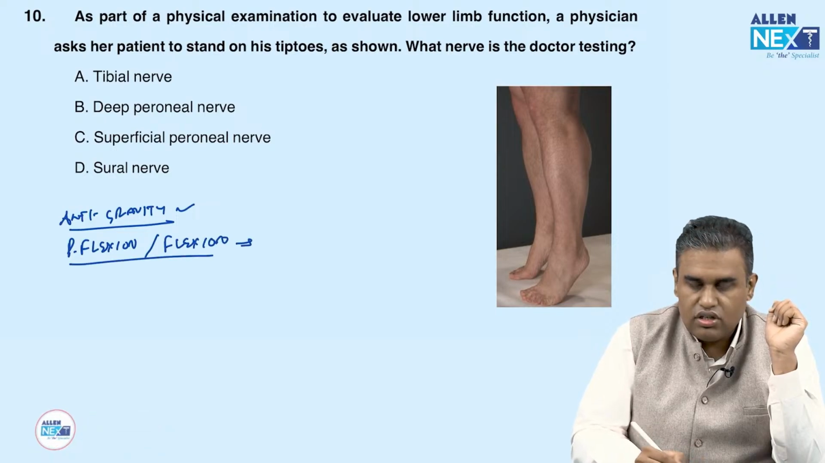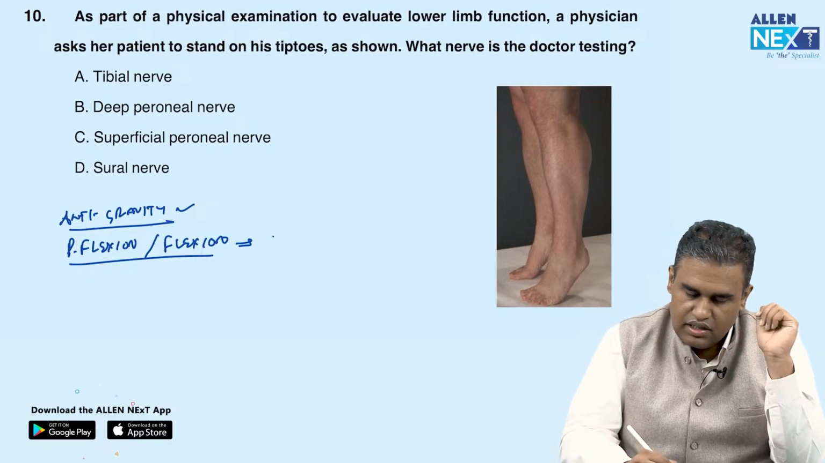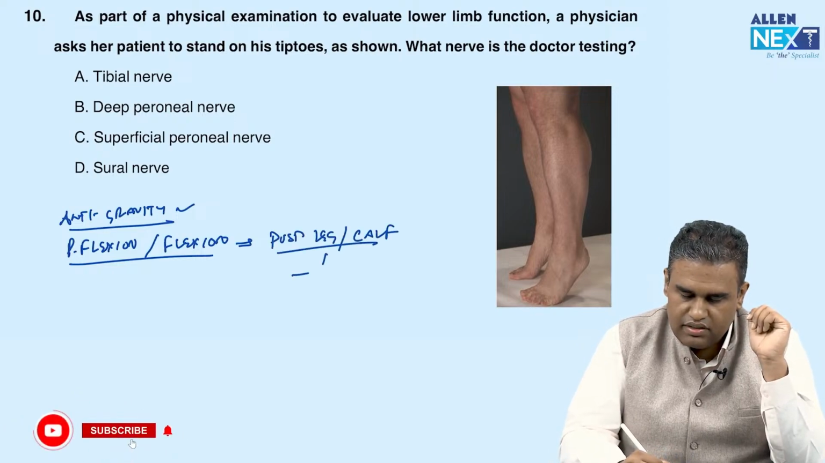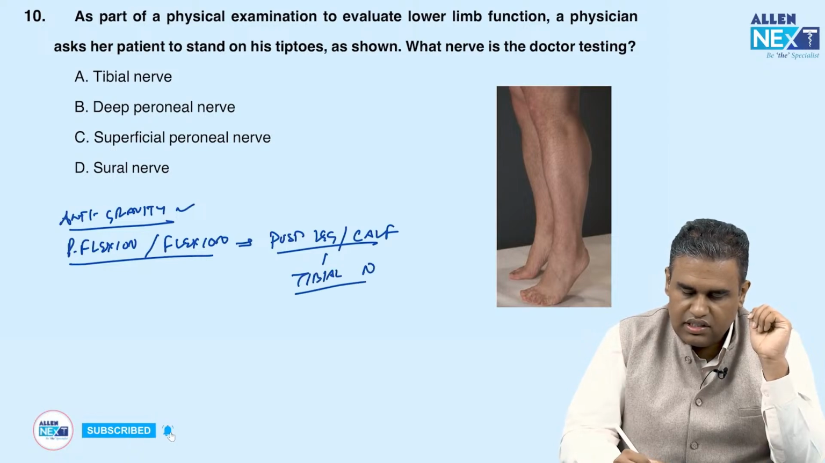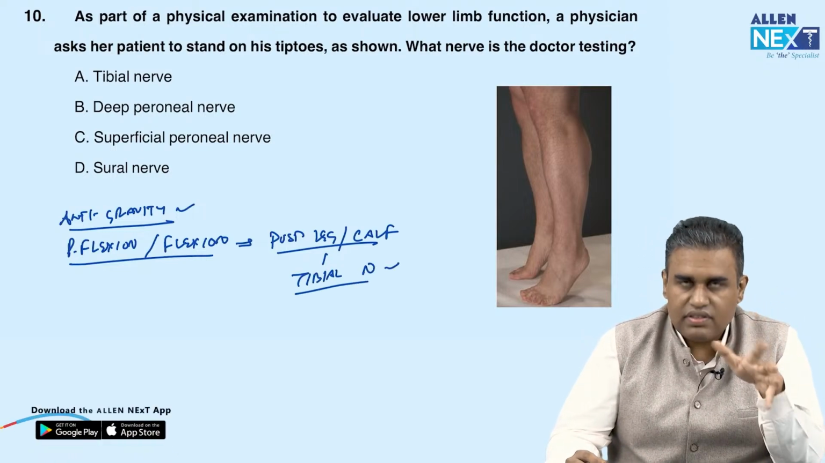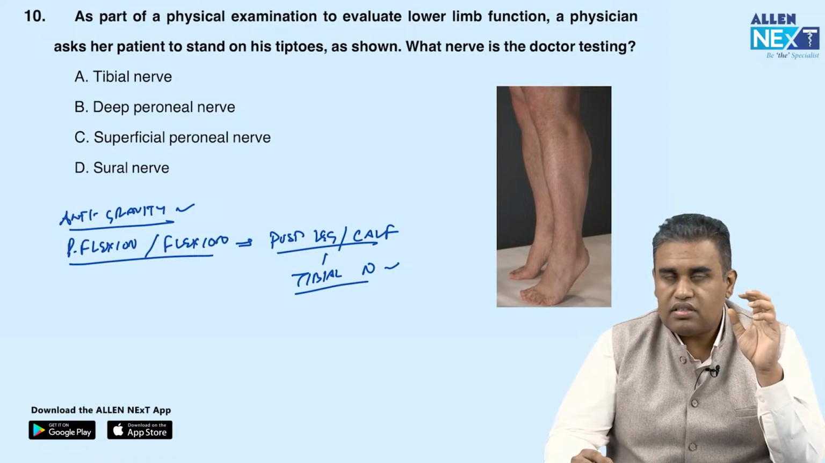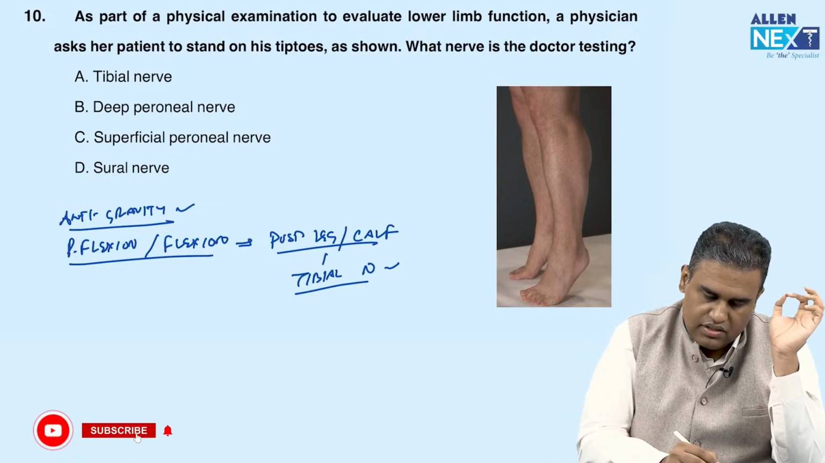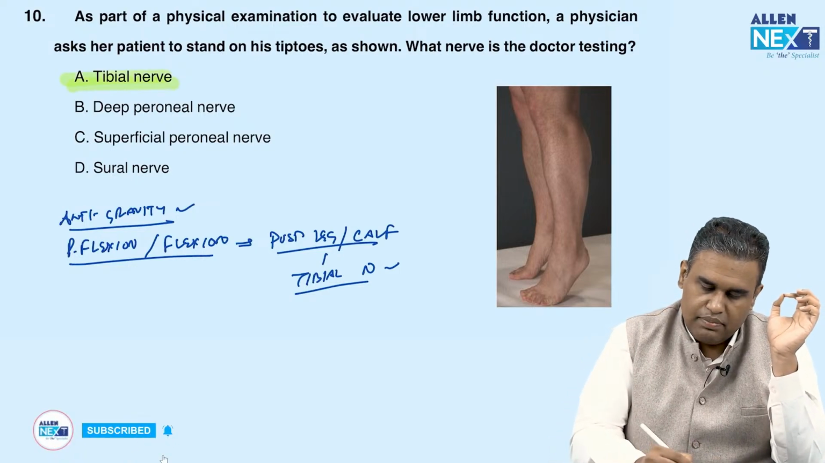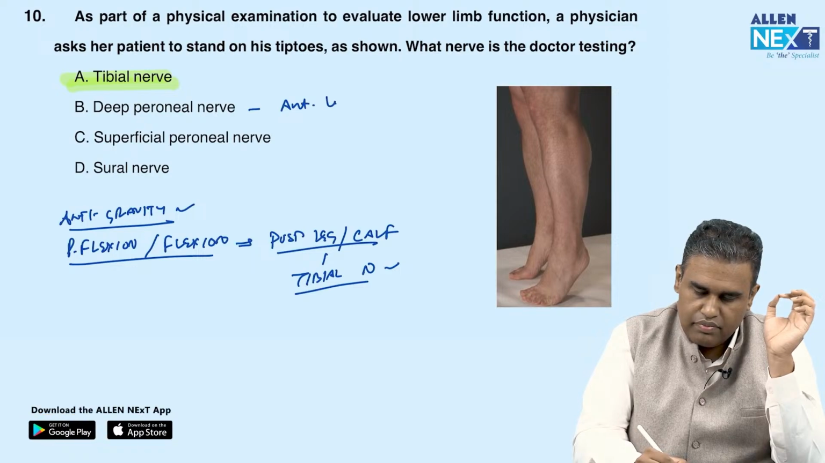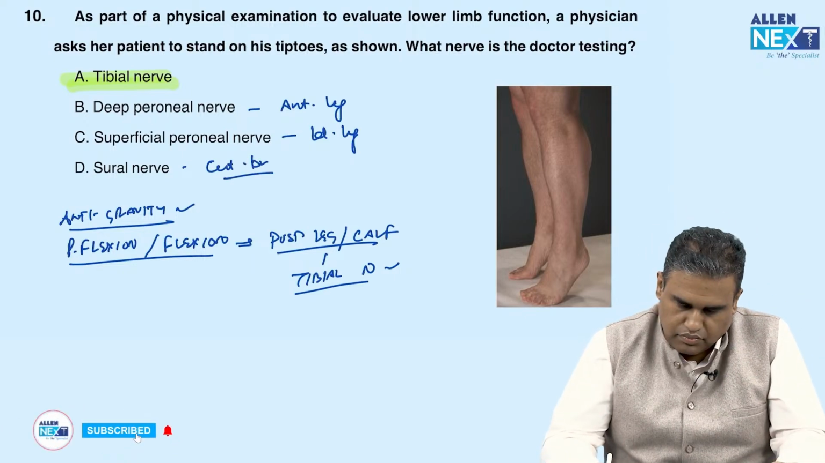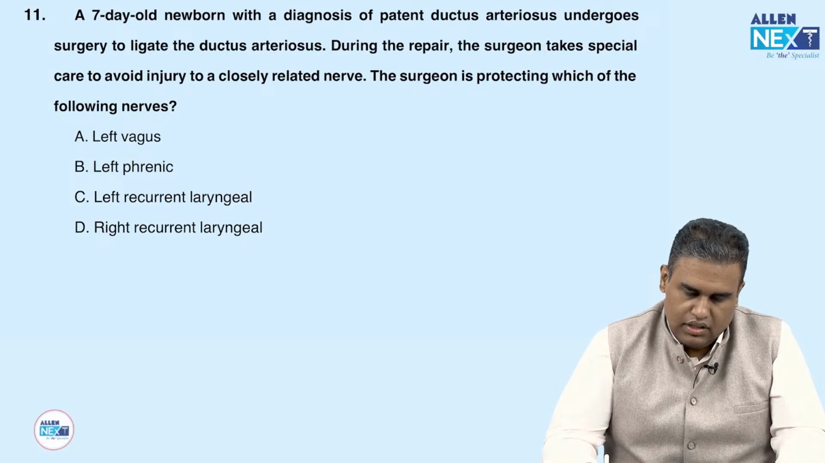So flexion of the ankle is done by which leg muscles? The posterior leg muscles, the calf muscles over here. And what is the nerve supply? The tibial nerve. So if you ask the patient to stand on toes, or you yourself stand on your toes, basically you are using your posterior leg or calf muscle supplied by the tibial nerve, and that should be the answer over here. If you look at the other options, deep peroneal, we have seen supplies the anterior leg, superficial the lateral leg, and sural is a cutaneous branch of mainly the tibial nerve. Okay, let's see the other one.